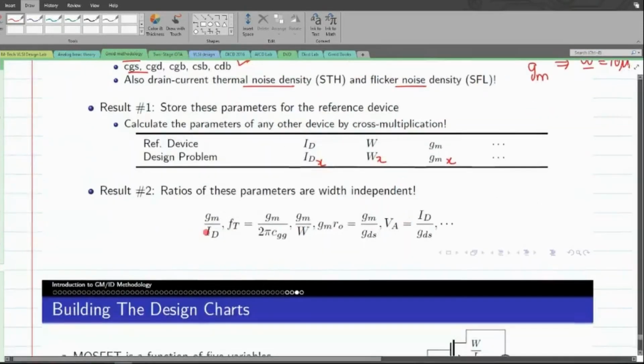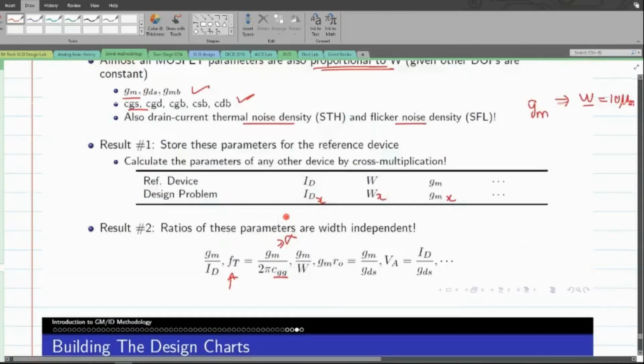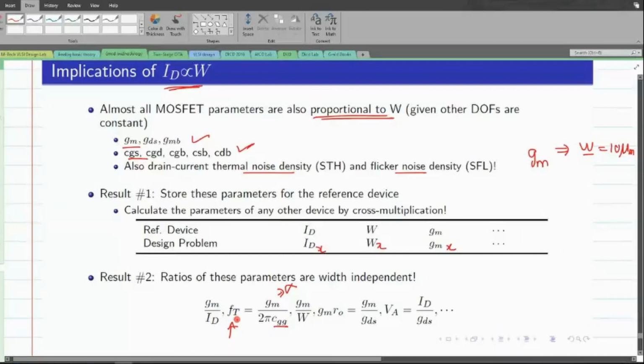And also you could see that there are a few parameters that are independent of the width as well. So if you look carefully at fT, gm is proportional to the width, and even the value of CGG is also proportional to the width, and when we take the ratio, they become width independent. Which means that I can derive these quantities for any width that I want. So with a single width only, I can derive all of these quantities.